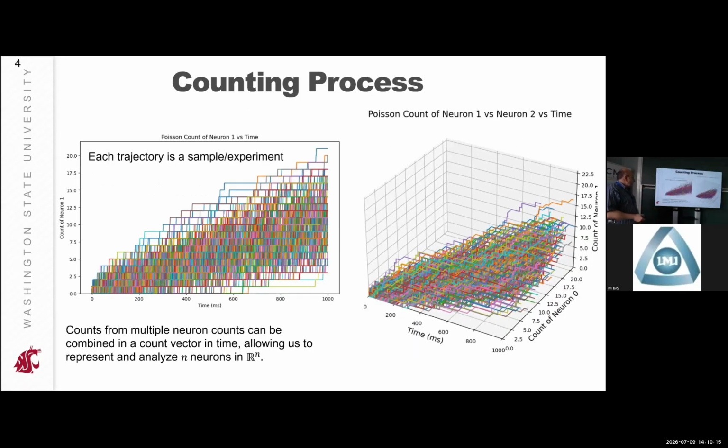So back here, it's easier to see: there are some issues with counting processes. One of them is that the count continues increasing in time, right? So it's always an increasing function.